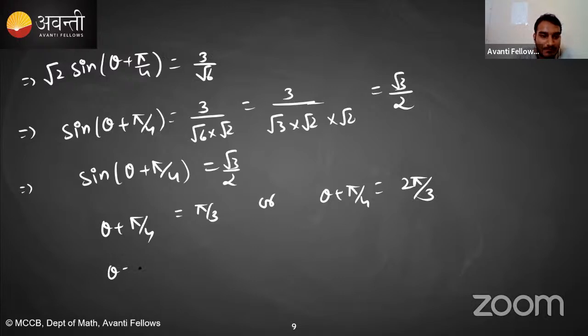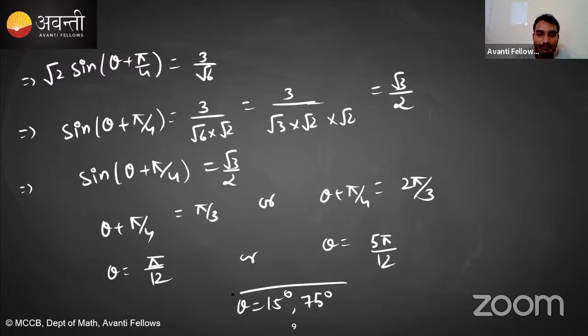So from here, how much did theta come out? Pi by 3 minus pi by 4, which is pi by 12. And from here, how much? 2 pi by 3 minus pi by 4, which is 5 pi by 12. So it implies theta will be either 15 degrees or 75 degrees. Clear? Is this clear? Everyone, tell me quickly in the chat box. So this is the required answer.